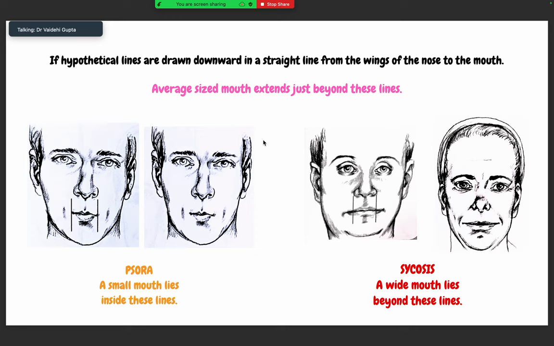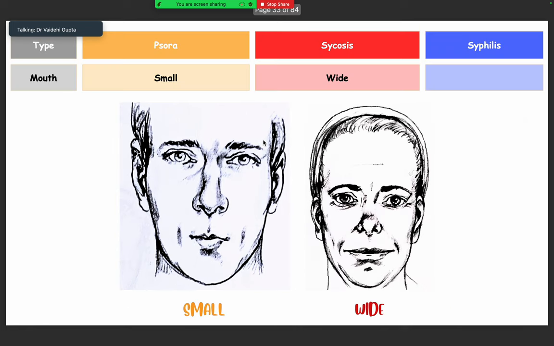So when it is small, it is Psora. When it is excessively large, wide, it is Sycosis. So in Psora, the mouth is small. In Sycosis, the mouth is wide.